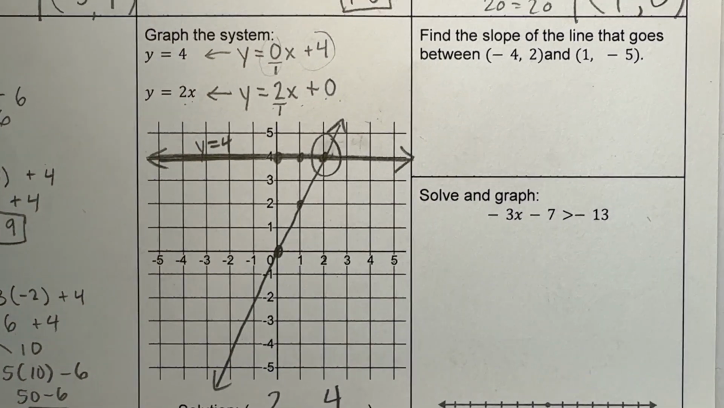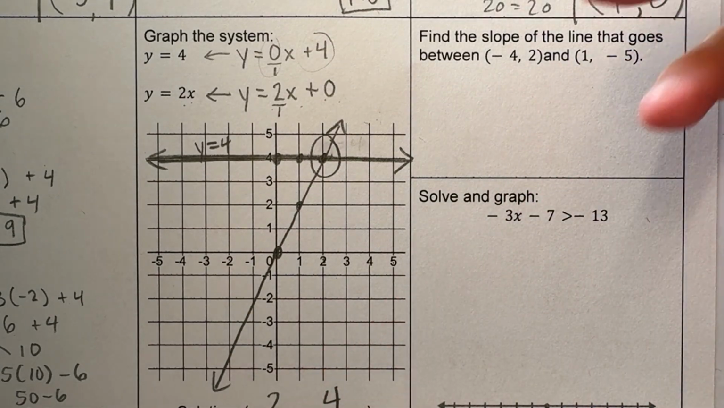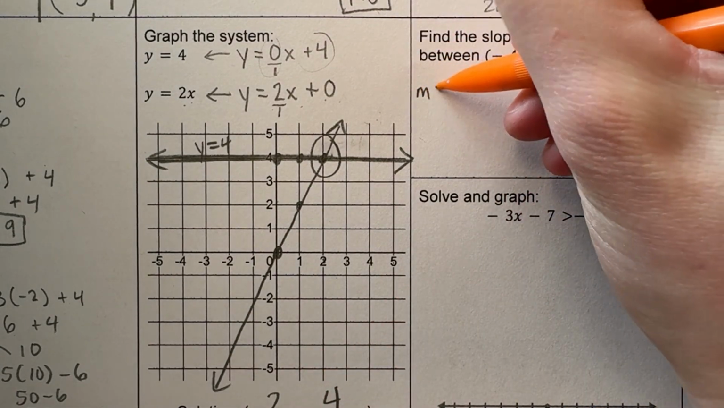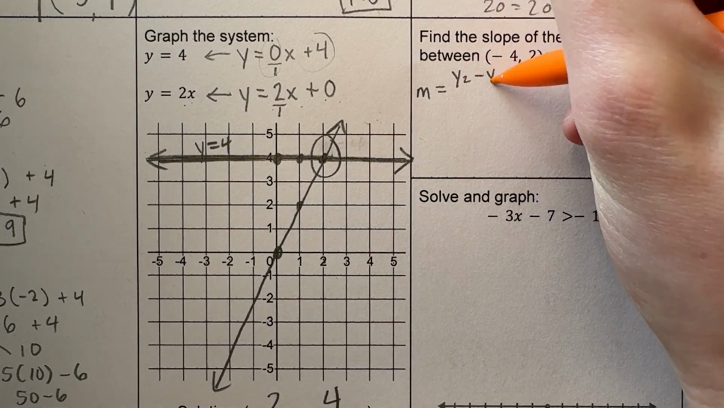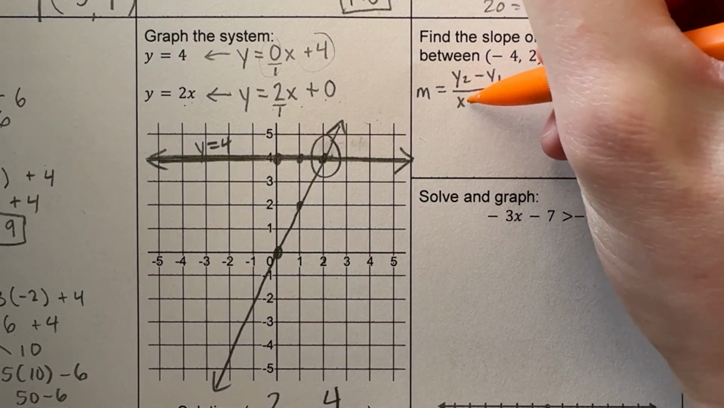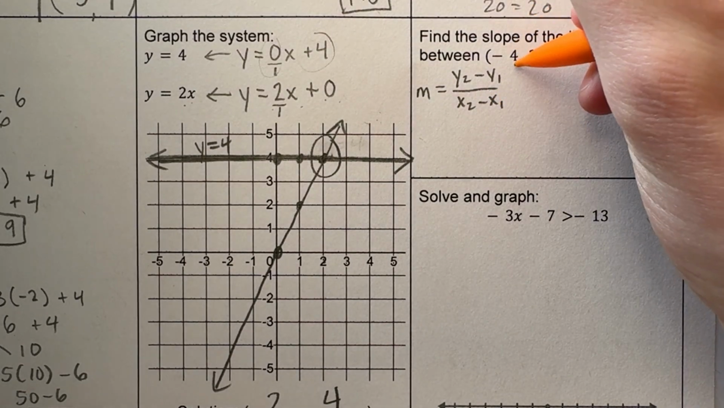All right, find the slope of the line that goes between negative 4, 2 and 1, negative 5. Remember that the slope formula will be given to you on the test. It's in the little reference section at the top of the test. This is y2 minus y1 over x2 minus x1. That's the slope formula. And what we have to do first is label the points.